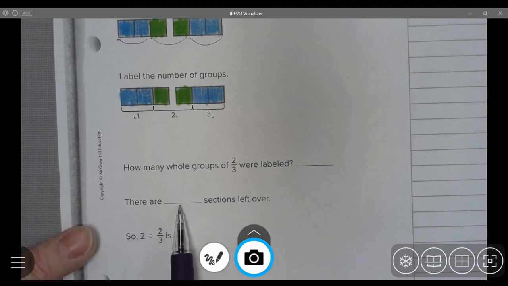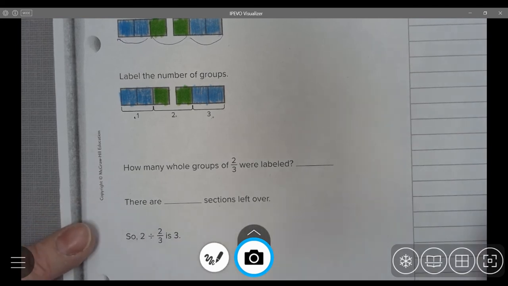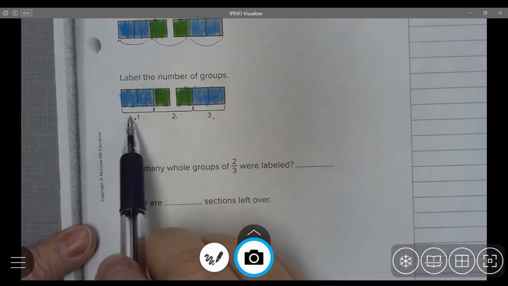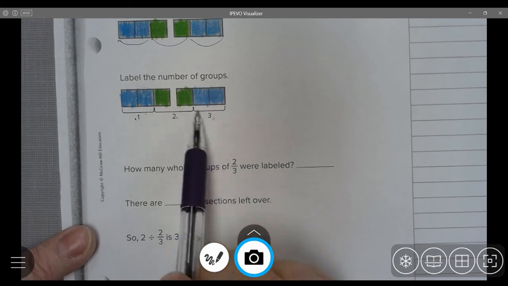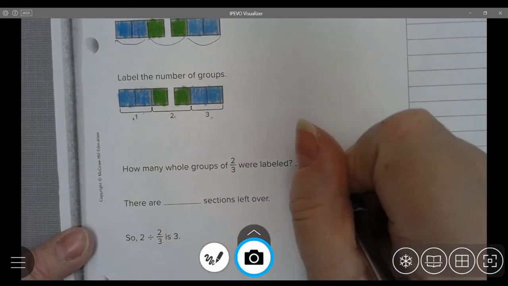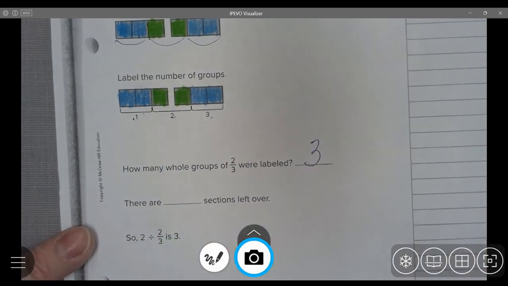And how many sections are left over? So how many groups were labeled? Here's one group that was labeled. Here's another group that was labeled. Here's another group that was labeled. So we have 3 groups that were labeled.